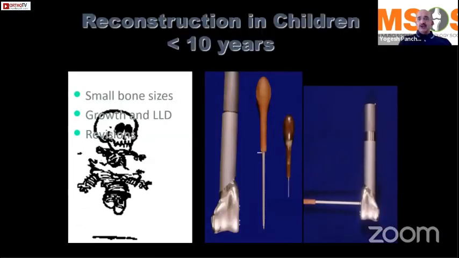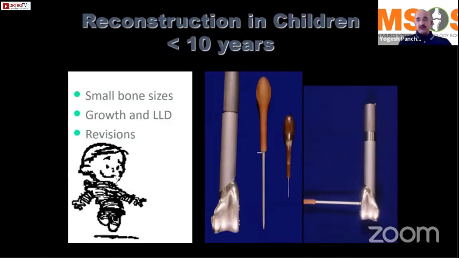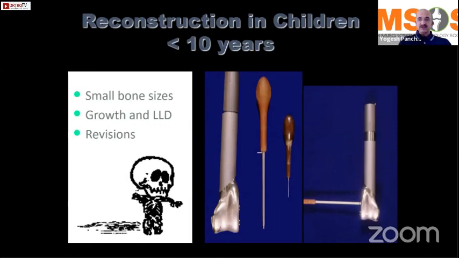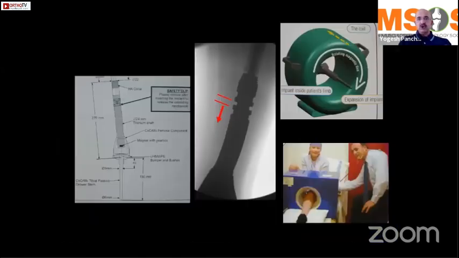Children less than 10 years or 8 years are a particular age group because of their small bone sizes, because they keep on growing and they would have a limb length discrepancy. The option of mega prostheses is going to be extremely costly because these are the expandable mega prostheses, either the invasive ones or the non-invasive ones, which are expanded by using a magnetic coil and a magnetic mechanism. But these are prohibitively expensive.